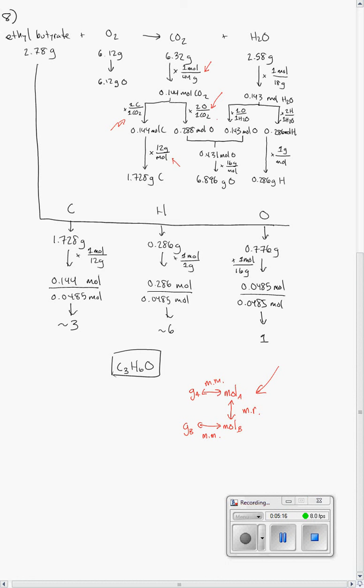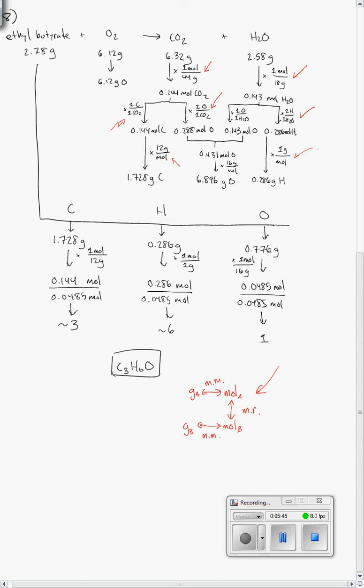We can use a similar strategy with H2O to split that up into our grams of hydrogen and grams of oxygen. First thing, we use the molar mass to get our number of moles of water. So we divide it by 18 grams to get 0.143 moles of H2O. We can split this up into hydrogen and oxygen using mole ratios. There are 2 H's per H2O. So if we multiply our number of moles of water by this mole ratio, we'll get that there are 0.286 moles of hydrogen on the right side.